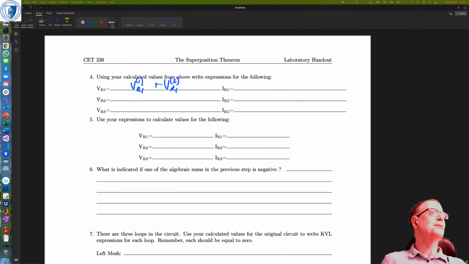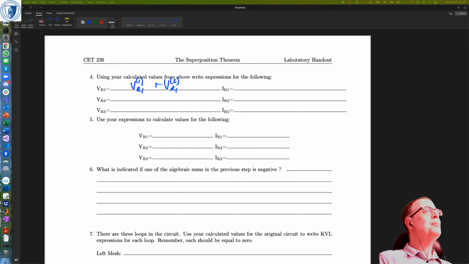So the question is, what is indicated if one of the algebraic sums in the previous step is negative, right? So we've got a V1 or VR1, and the value we get is negative. Any idea what that might mean? Okay, I'll try someone else. I have like an incorrect loop. I don't know. That might not be the answer though.